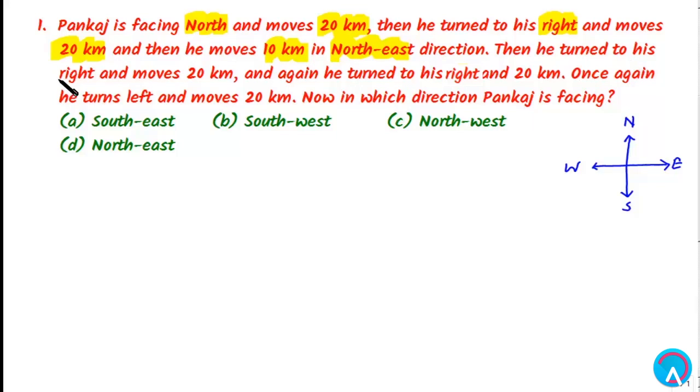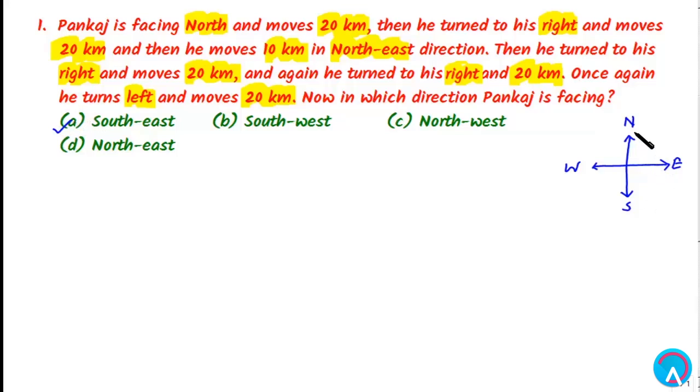Then he turned to his right and moves 20 kilometers and again to his left and then moves 20 kilometers. Once again he turns left and moves 20 kilometers. Now in which direction is Pankaj facing? So we have to find the direction in which Pankaj is facing finally, and these are the options. Let's see which is the correct option here. The correct option here is option A, that is southeast.